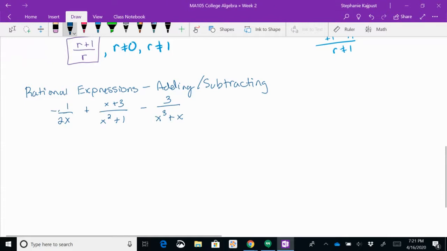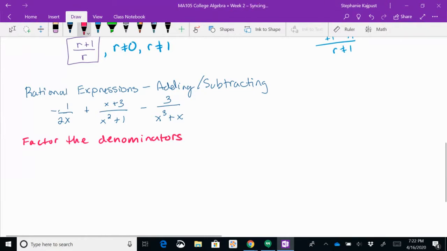So we've got multiple rational expressions here that we are adding and subtracting together. And whenever you're adding or subtracting fractions, you have to get a common denominator. And so the first step before you get a common denominator is you have to factor the denominators, if possible, so that way you can see what you need to multiply by. So we're going to start by factoring the denominators.